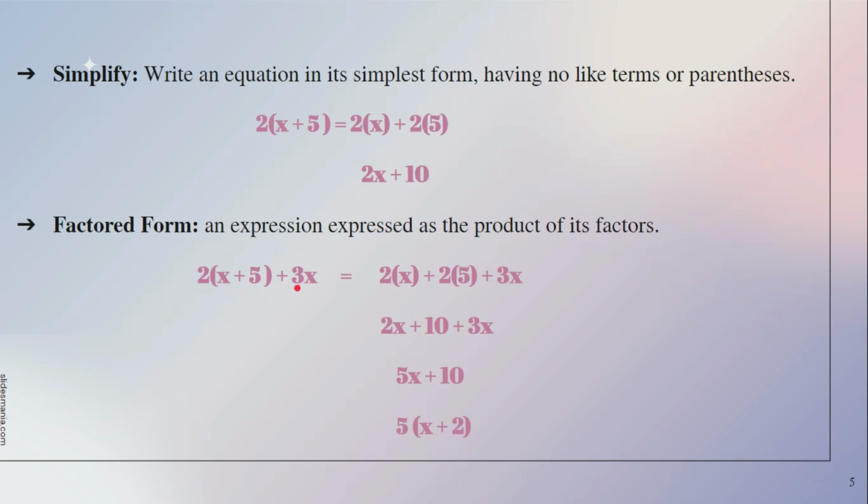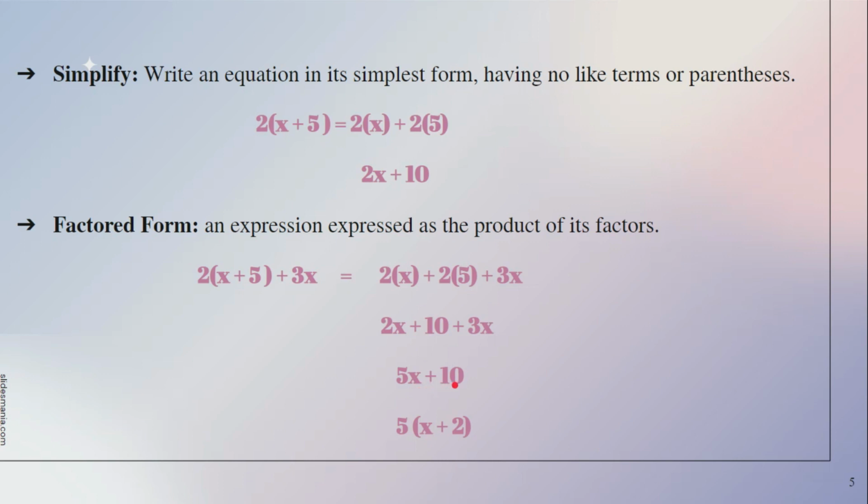First, we would have to apply the distributive property on the first part. So we do so by multiplying 2 times x plus 2 times 5, and we copy the term 3x. We then simplify. 2 times x is 2x, plus 2 times 5, which is 10, plus 3x. We then combine the like terms. 2x plus 3x equals 5x plus 10.